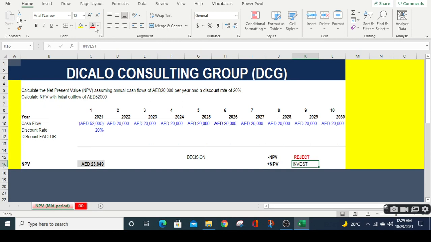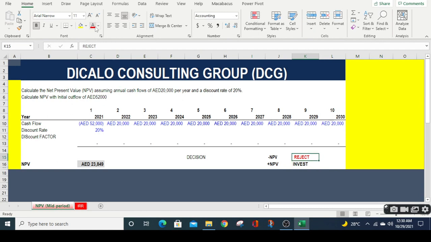However, if the net present value is positive, then it means that this project is going to generate returns that will be higher than the initial cost of the investment. In this situation, you should recommend management to invest in the project.